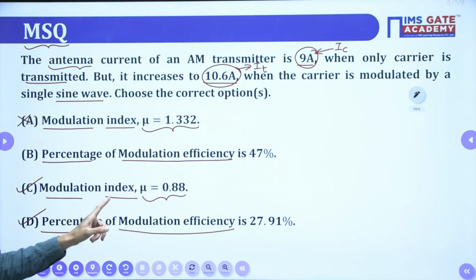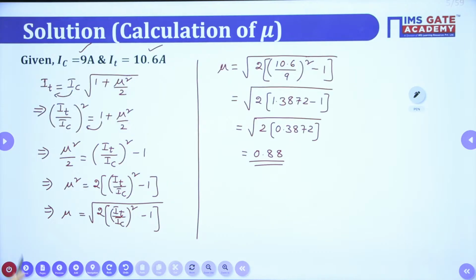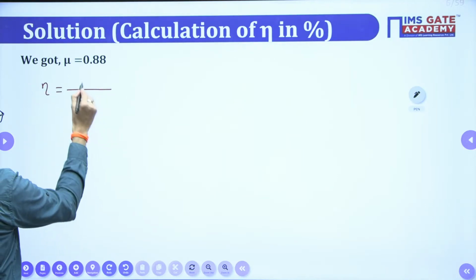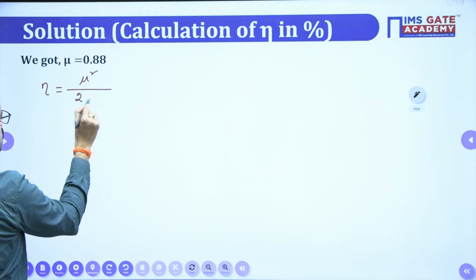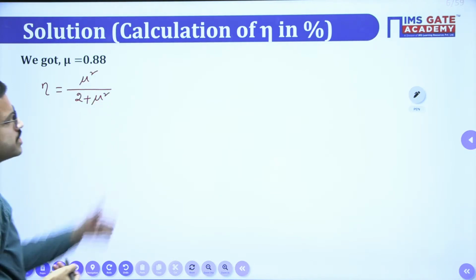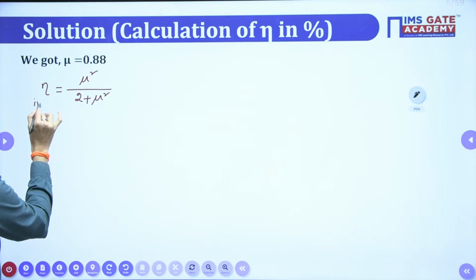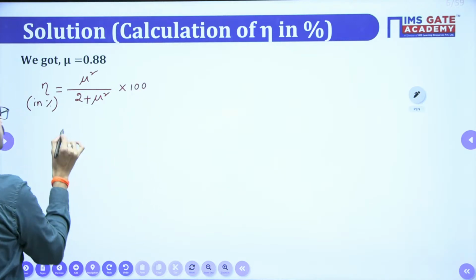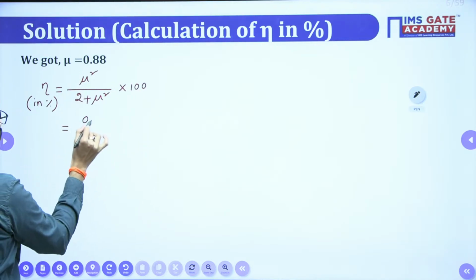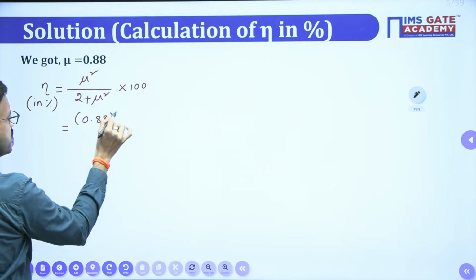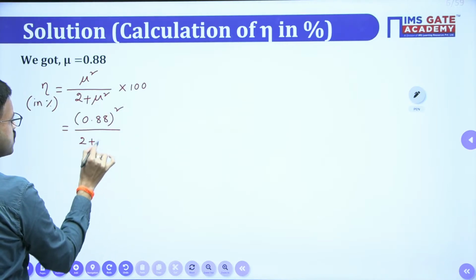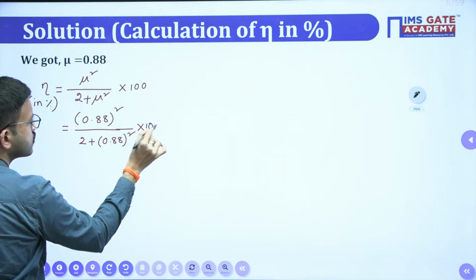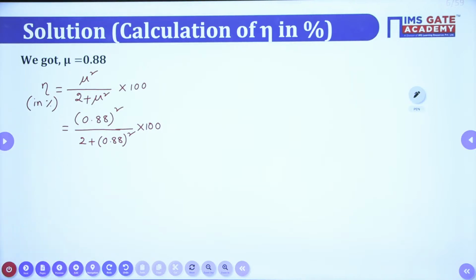So now you can calculate the modulation efficiency. I hope all of you know the formula regarding modulation efficiency. Eta equal to mu square divided by 2 plus mu square. And here they are asking in terms of percentage. So eta in percentage is nothing but the right hand side multiplied by 100. So here the mu value we got is 0.88. Just substitute that value: 2 plus 0.88 whole square into 100. So just do the simplification by using Calc.